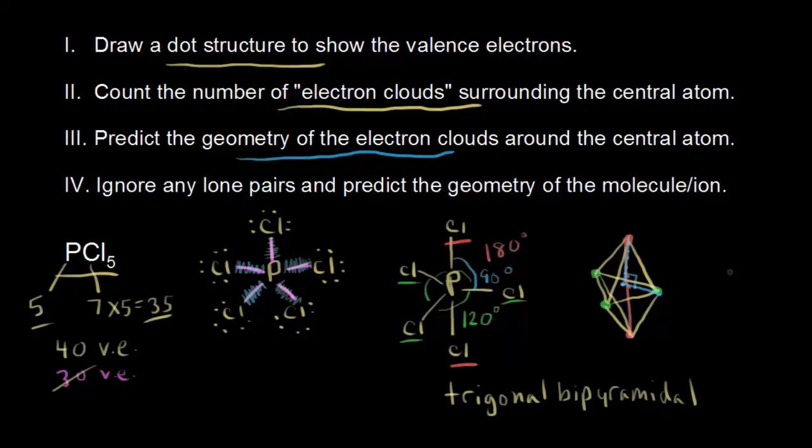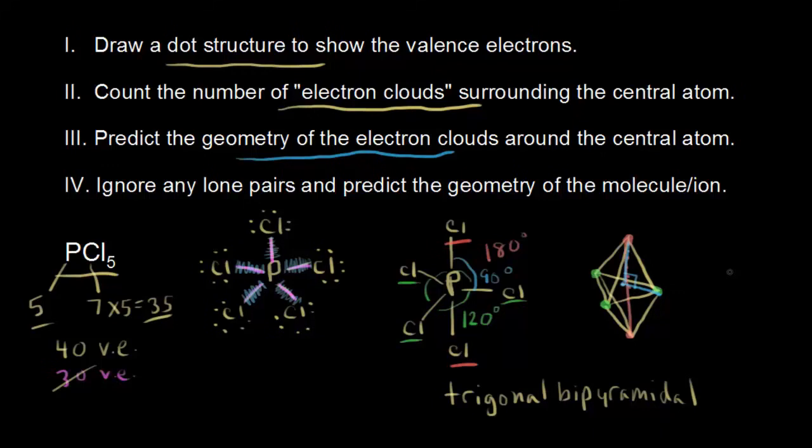And so those are your ideal bond angles for a trigonal bipyramidal situation here. It's important to understand this trigonal bipyramidal shape, because all of the 5 electron cloud drawings that we're going to do are going to have the electron clouds want to take this shape. So it's important to understand those positions.